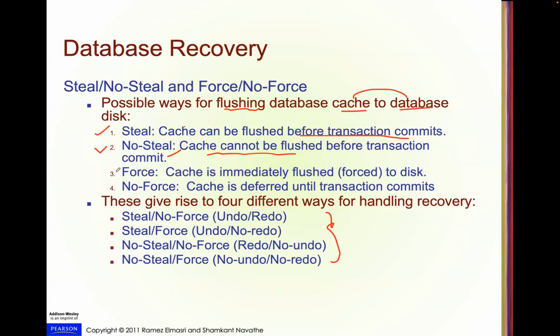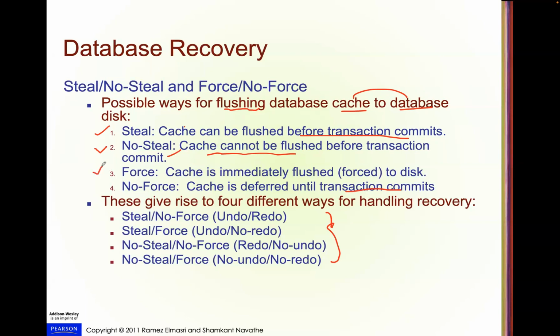Now let us understand what is force. Force means cache is immediately flushed. As the word says, the contents inside the cache are immediately flushed to the disk. No force means cache writing is deferred until the transaction commits. So quite simple. Force, you're forcing the write operation onto the disk. No force, you are deferring it until the transaction commits.